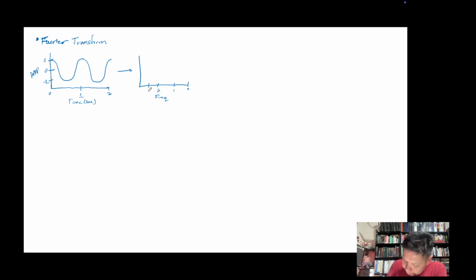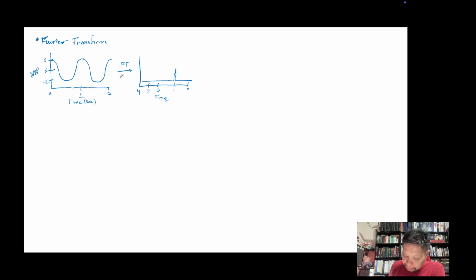1, 2, 3, 4. I kind of messed up the spacing there, but just imagine that it's the same spacing throughout. And since we have a 1 cycle per second wave here, also known as a 1 hertz wave, for frequency, when the Fourier transform applies its mathematical operations, we get a peak at 1, right? Frequency of 1.